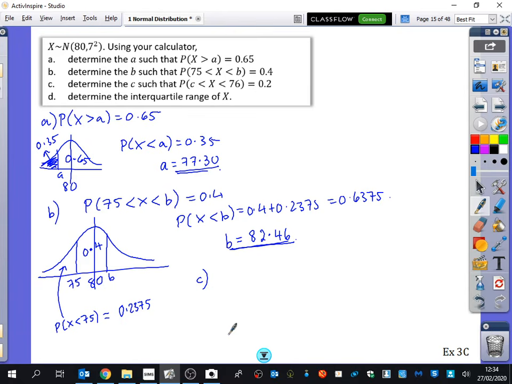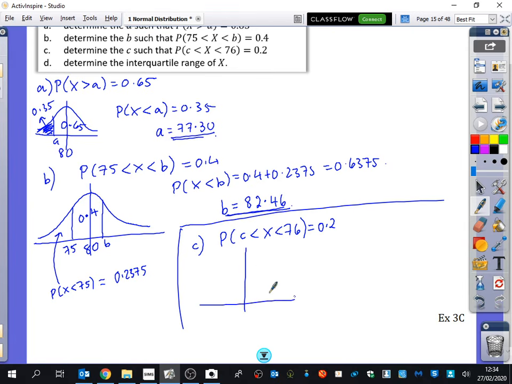Part C of the question. Let's block this off. We've got a different one. We've now got the probability that x is greater than c, but less than 76 is 0.2. So I'll draw my diagram. This is 80. This is 76. This is c. And we know this is 0.2. Yeah? You do the probability of it being less than 76 minus 0.2.